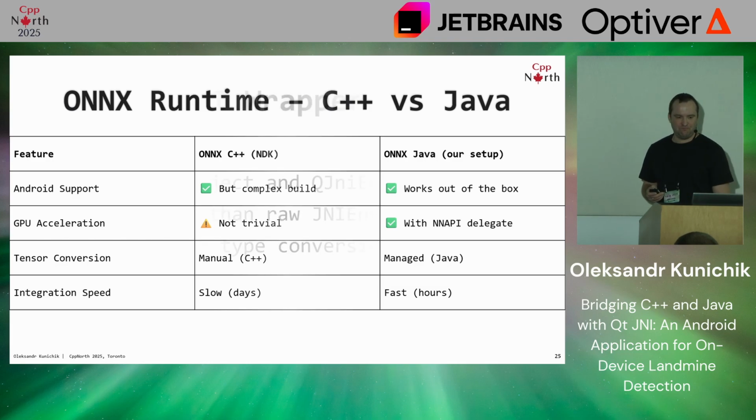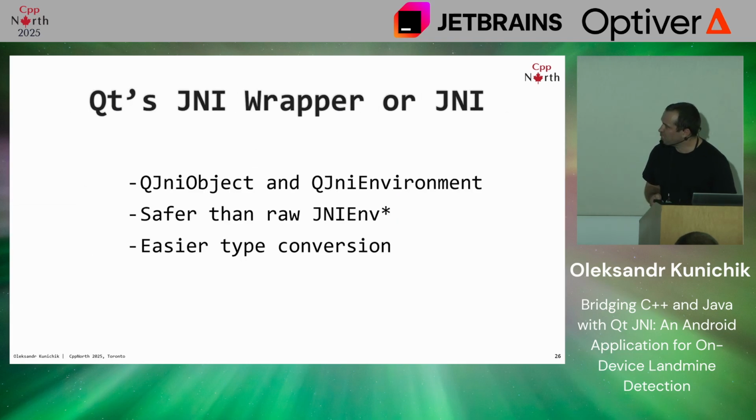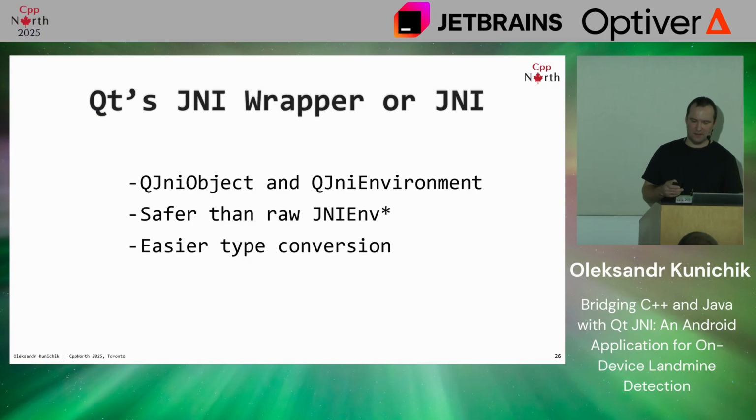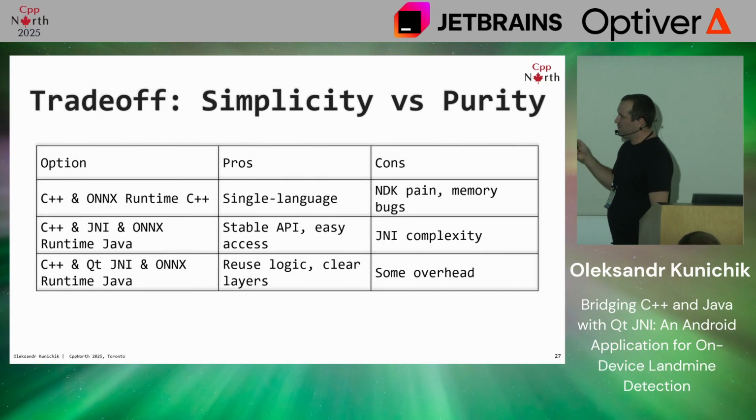But still, I use Qt. It provides really nice wrappers for working with JNI. And Qt JNI object handles the complexity: method signature, reference counting, type conversion. Much cleaner than with raw JNI.